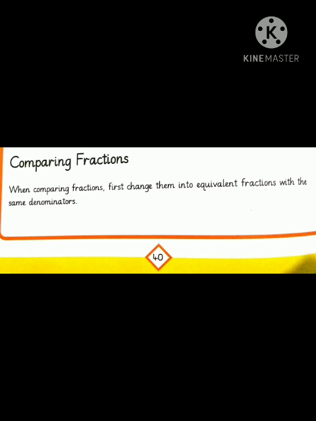Page number 40, comparing fractions. When comparing fractions, first change them into equivalent fractions with the same denominator. जब आपने एक से ज़्यादा फ्रैक्शंस को कंपेयर करना है उनके डिनोमिनेटर सेम होने चाहिए. अगर डिनोमिनेटर सेम नहीं है तो आप उनको कंपेयर नहीं कर सकते.